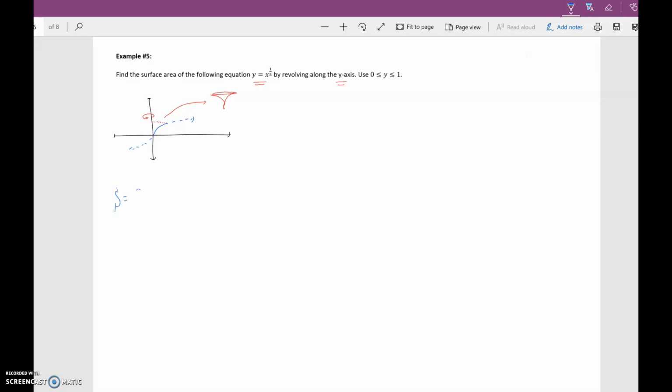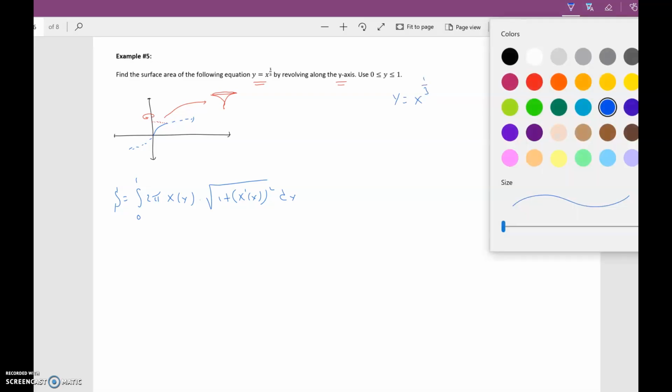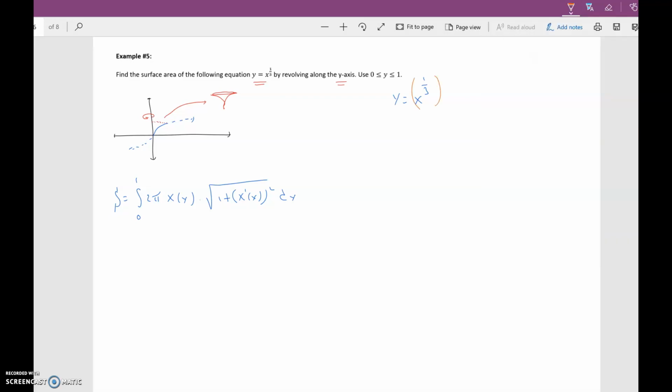So in this case, let me write the formula. S is going to be equal to the integral from 0 to 1 of 2 pi, and it'll be x of y times the square root of 1 plus x prime of y squared dy. And if you have y is equal to x to the third, in order to put it in the right format, we're going to have to cube it.